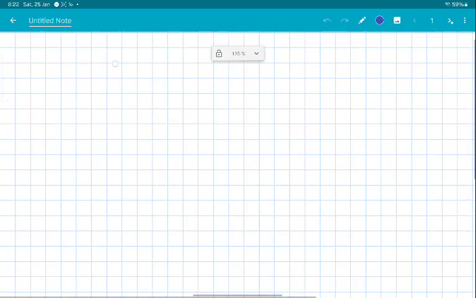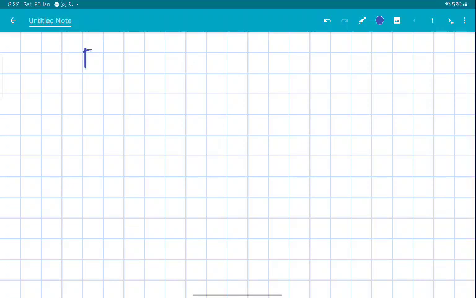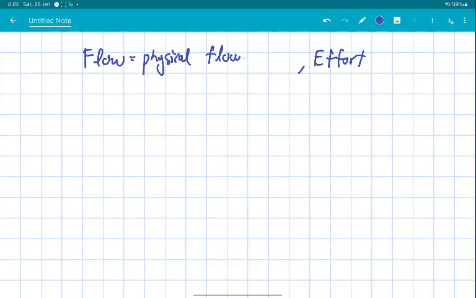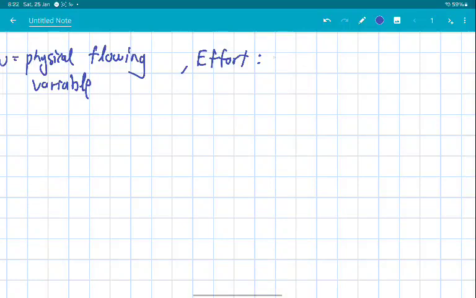So the first thing you need to understand is that there is always something called flow, and there's something called effort. So what is flow? Flow is basically a physical quantity, a physical flowing quantity, or a flowing variable, a physical flowing variable. And then we have effort, which is basically the product of that flow.